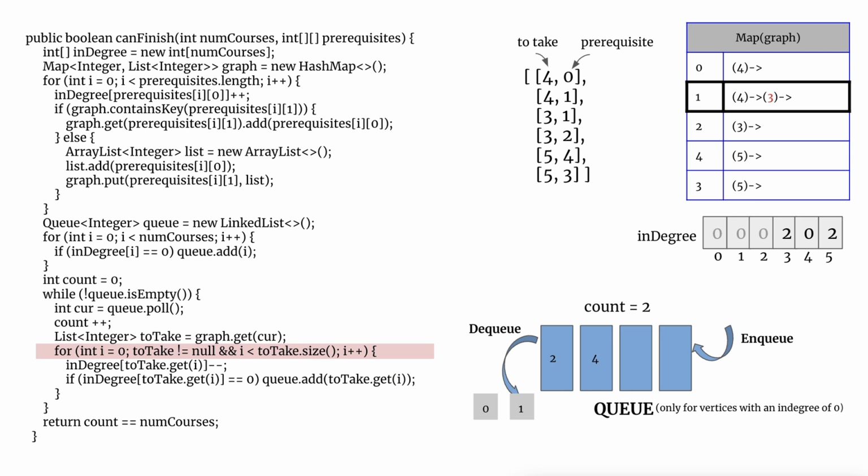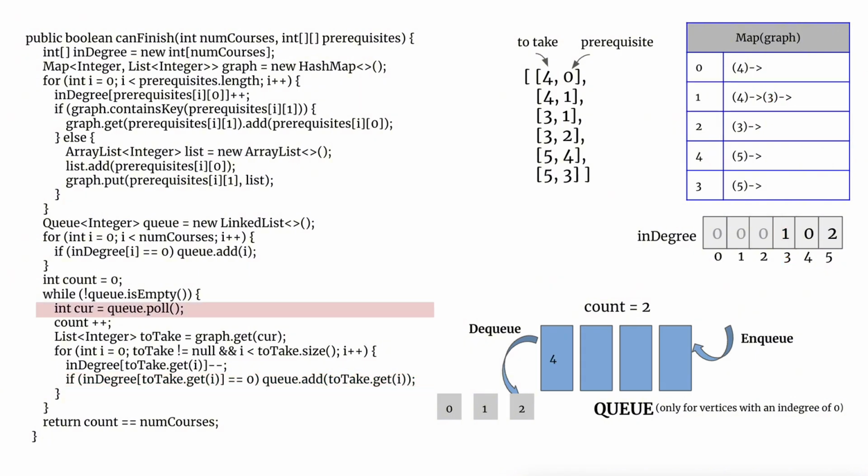Continue to use this for loop to iterate through this array list. Decrease course 3's indegree from 2 to 1 as it's influenced by the completion of course 1 as well. After decreasing the indegree, we check if vertex 3's indegree is now 0. It's not. Vertex 3's indegree is still 1, which indicates there is one remaining prerequisite for course 3.